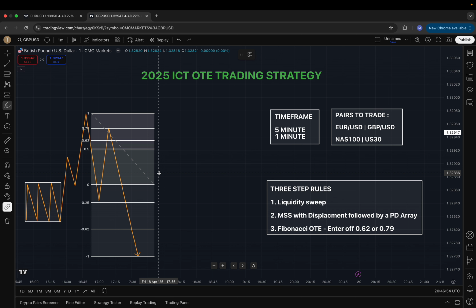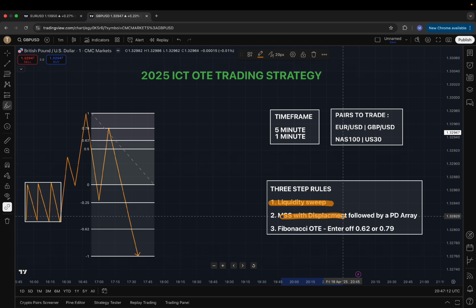Let's get started. Before we actually get into the model, I'm going to be going over 3 simple steps that you need to follow to be able to trade this strategy. The first thing we need is a liquidity sweep. Once that liquidity sweep occurs, we then want a market structure shift with displacement, so we know it's going towards our bias, and then it needs to be followed by a PD array, so it can be an order block, a breaker block, fair value gap, etc. Once we've had that, we then use our Fibonacci tool, and we want to enter based off the 0.62 level or the 0.79 level.